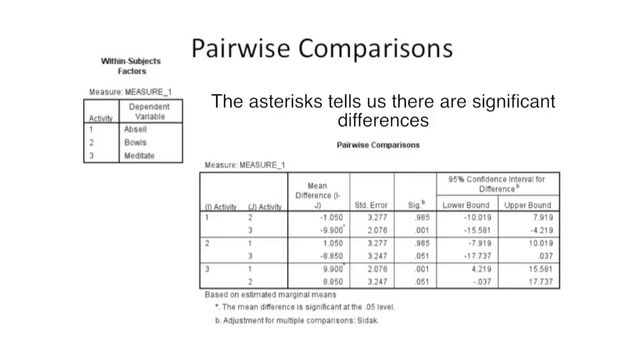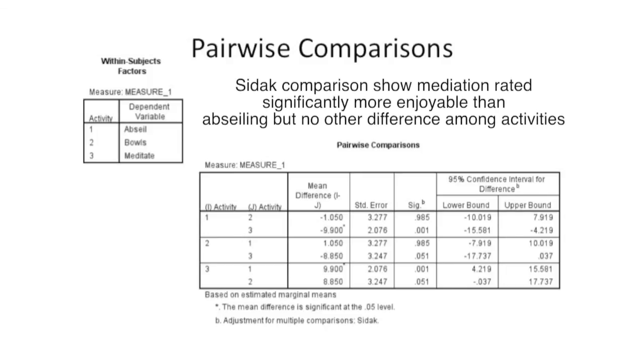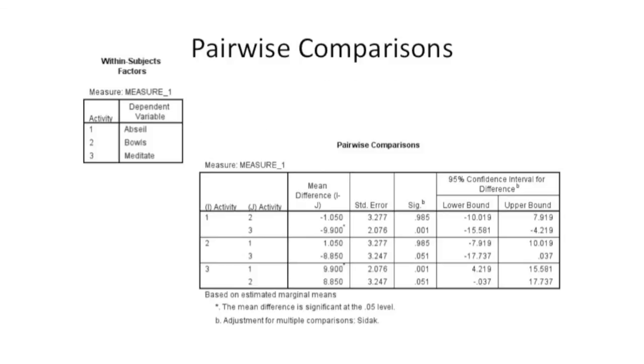So what we can see here is that students rated meditation as significantly more enjoyable than abseiling. But differences between abseiling and lawn bowls, and lawn bowls and meditation, did not achieve statistical significance. The Sidak comparisons show meditation rated as significantly more enjoyable than abseiling, but no other difference among the activities. I've now gone through a mixed ANOVA without a significant interaction effect. Please see your text for how best to write up your results in APA format.